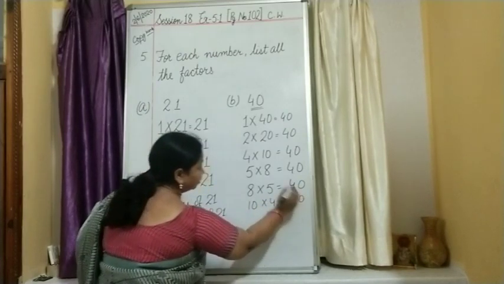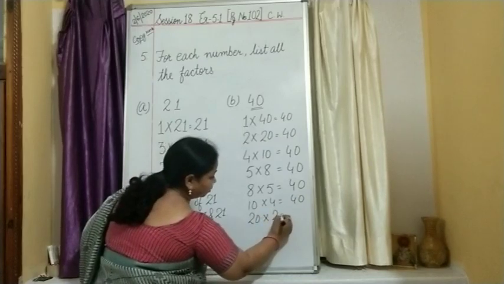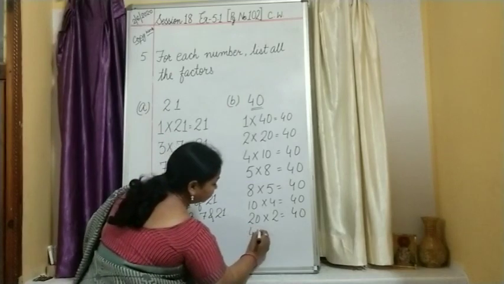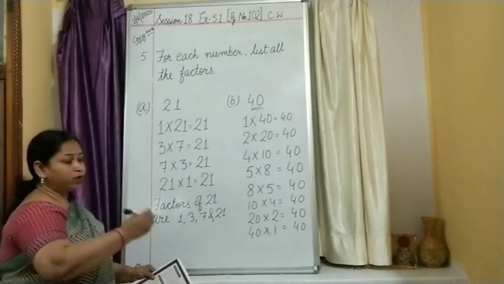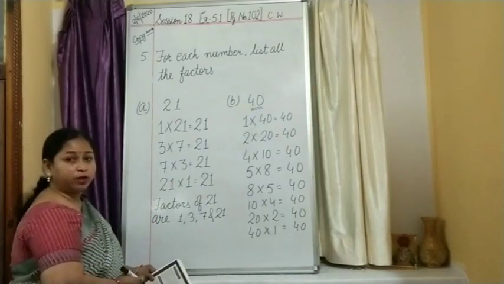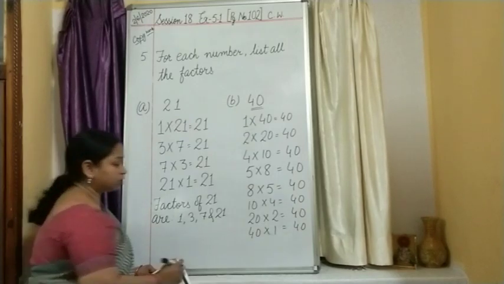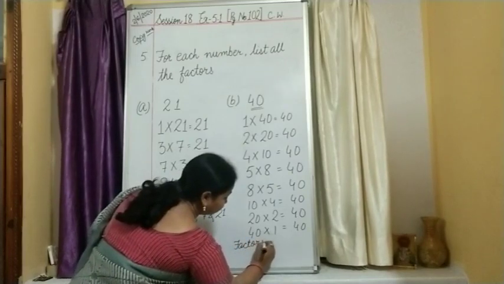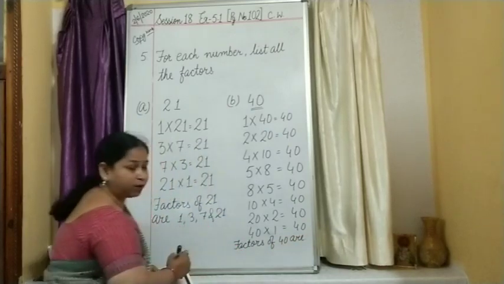10 4s are 40. 2 20s are 40. Then 4 1s are 40. And what did we have to find out? What were we finding out? All these steps were to find out the factors of 40. So at the last you have to write down the statement. Factors of 40 are. What are the factors of 40?